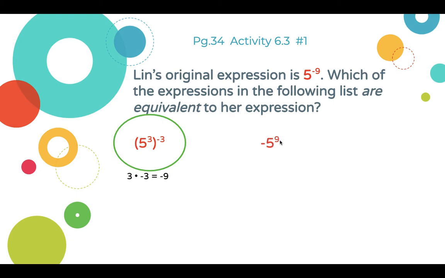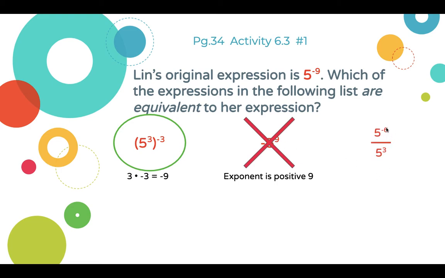Negative 5 to the 9th. So let's think what's different about this one. We have a negative, and this one's a positive. This one is not equivalent. One's negative, one's positive. They're opposites. So the exponent is also a positive 9 in this one. So this one would look like a fraction because it's a negative. If we simplified this, it becomes a fraction. This one wouldn't. So this one would not work.